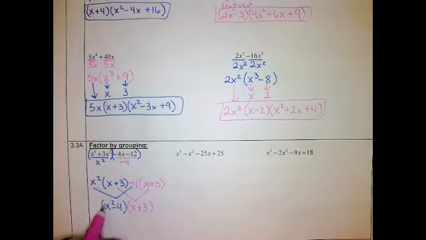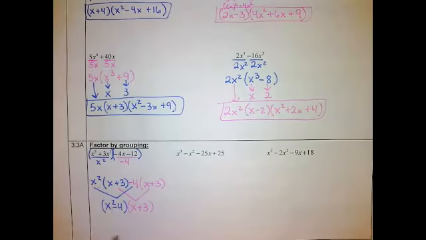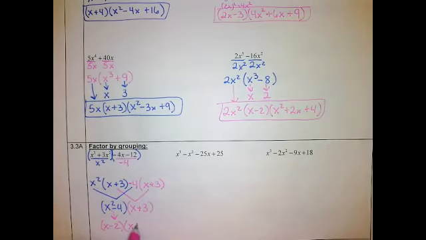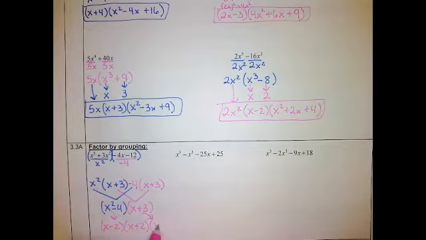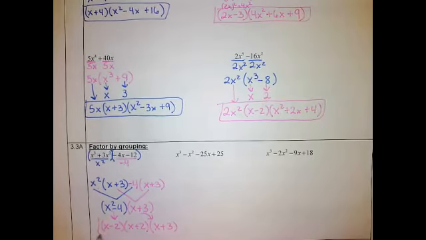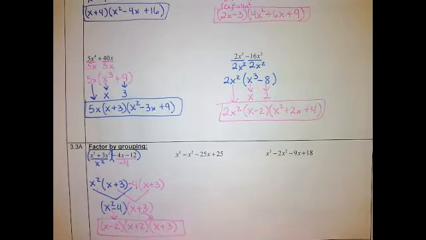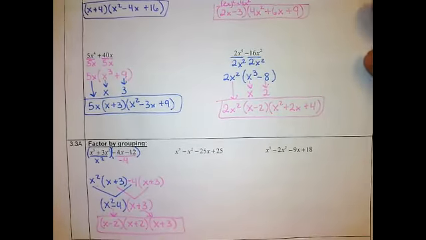But we're still not done, because now we have an x squared minus 4. So that breaks down to x minus 2 times x plus 2. And then we have that x plus 3. Whenever we factor, we want to make sure we've factored completely. In other words, that we can't factor by any other methods.